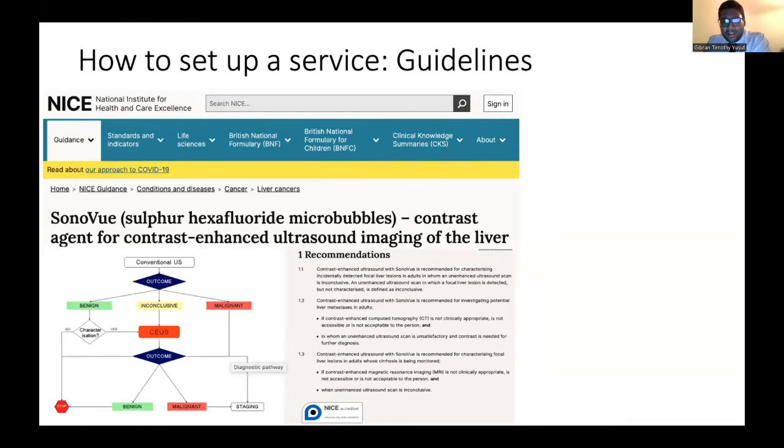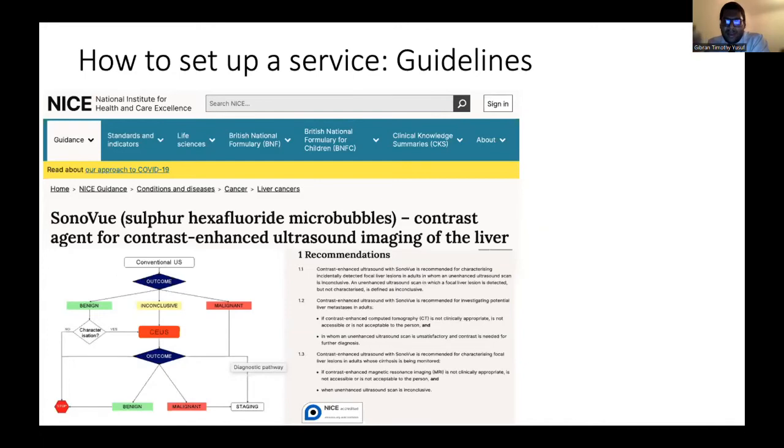You know that the guidelines are there. SonoVue has been incorporated into NICE guidelines, so the National Institute for Health and Clinical Excellence. And this is our go-to in the NHS. It's maybe not as widely known about as it should be, but it figures directly from the health technology assessment, which is that contrast enhanced ultrasound is recommended for incidentally detected focal liver lesions in adults in whom an unenhanced ultrasound is not conclusive. So that's pretty much most incidentally discovered focal liver lesions.